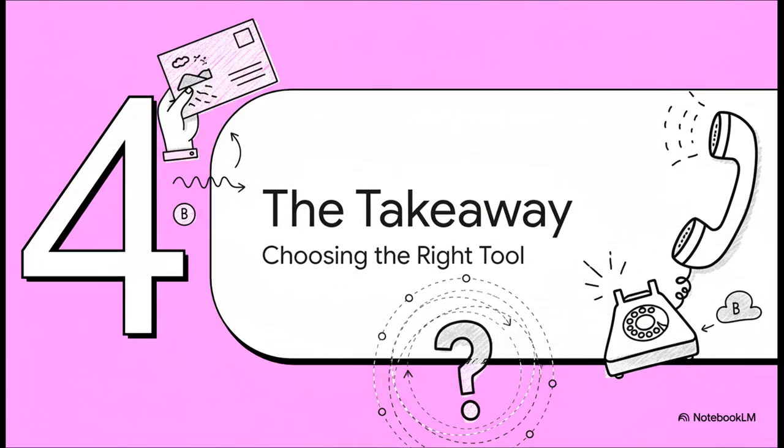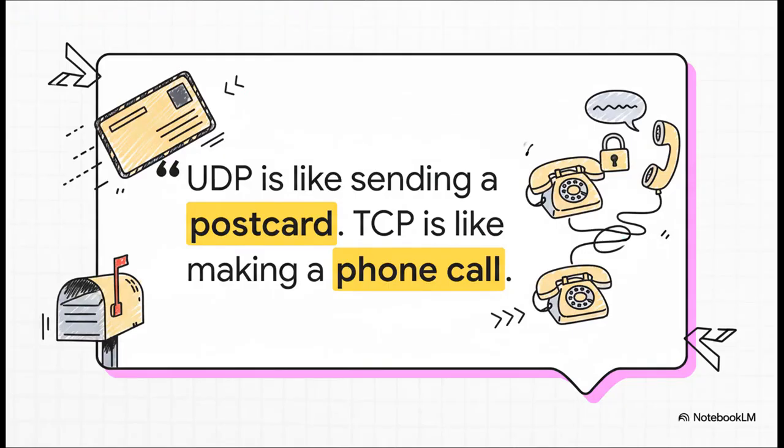So there you have it. We've just looked at two very, very different ways to get a message from point A to point B. One's a postcard, the other's a phone call. So, which one's better? Well, like with most things in tech, the answer is it depends entirely on what you're trying to do. Look, if you remember only one thing from all this, let it be this right here. UDP is like sending a postcard. TCP is like making a phone call. That's it. That one analogy perfectly captures the fundamental trade-off between speed and reliability.